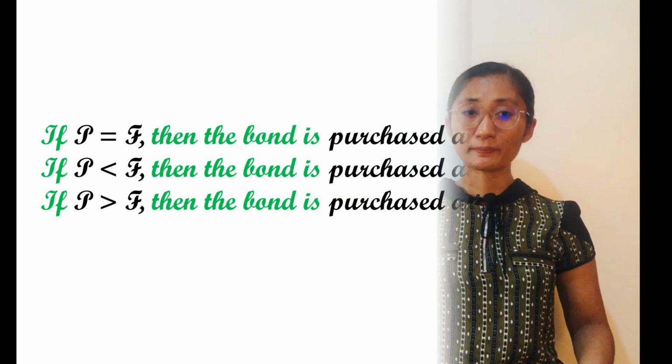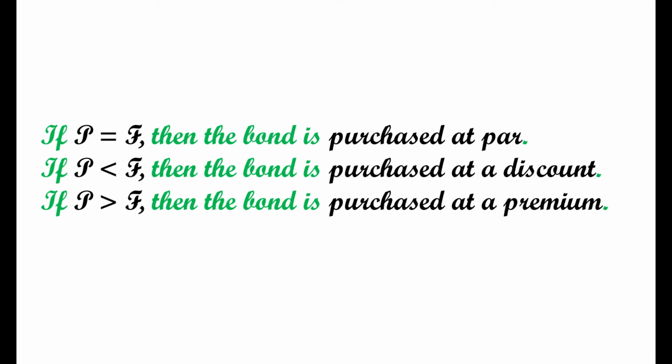Par value, or face value, F, is the amount due at the end of the term. If P, or price of a bond, is equal to F, then the bond is purchased at par. If P is less than F, then the bond is purchased at discount. If P is greater than F, then the bond is purchased at premium.